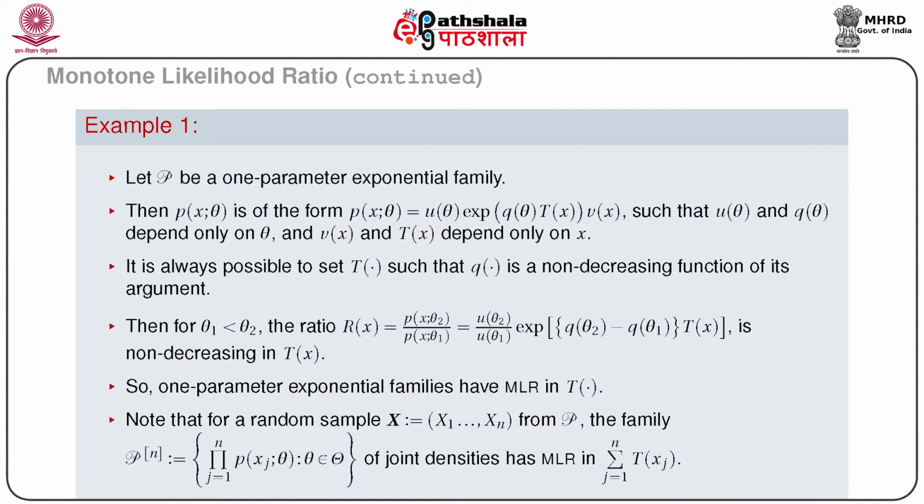Then we have for theta 1 less than theta 2, P_x(theta 2) divided by P_x(theta 1) is equal to u(theta 2) by u(theta 1) into exponential T(x) into q(theta 2) minus q(theta 1), which is increasing in T(x) because q(theta) is a strictly increasing function of theta. Hence, the family P_x(theta) where theta belongs to script theta has MLR in T(x). It is to be noted that if x1, x2 up to xn is a random sample of size n from the population with PMF or PDF P_x(theta), then P_x(theta) has MLR in the summation over i from 1 to n of T(xi). Let us consider the following examples.